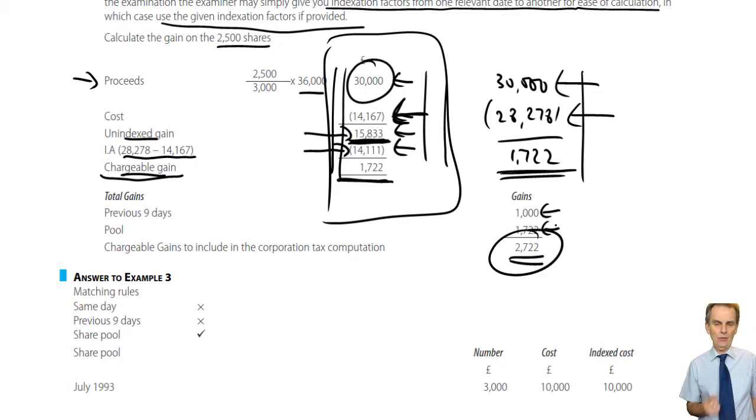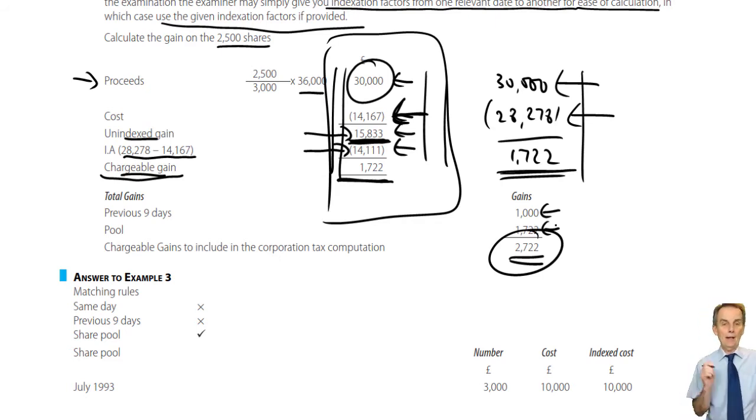Of course, you're not going to have all of this work to do for 2 marks. You're not going to see both, I'd suggest, shares acquired in the previous 9 days and shares in a share pool where there were multiple acquisitions. That's too much work to do there in the space of the time available for 2 marks. But that's the basis of it.